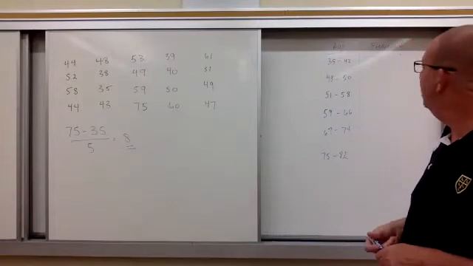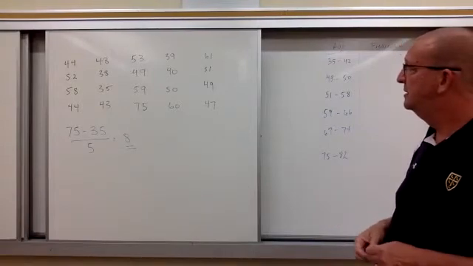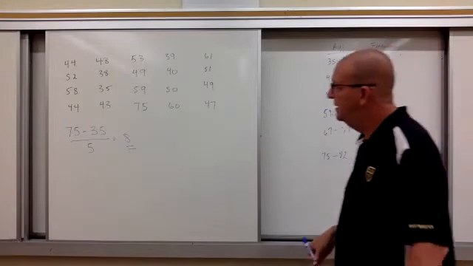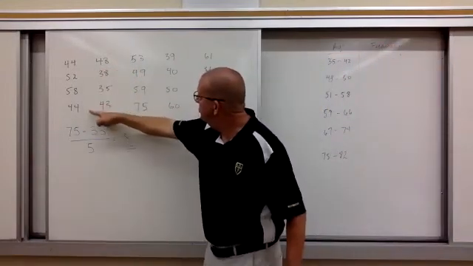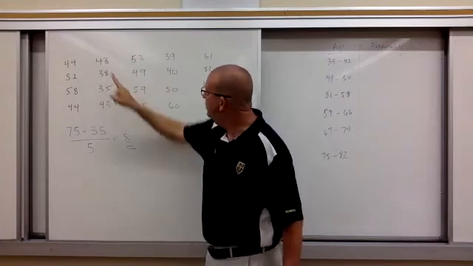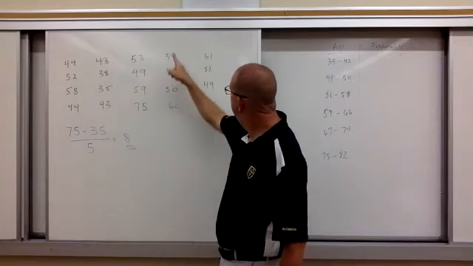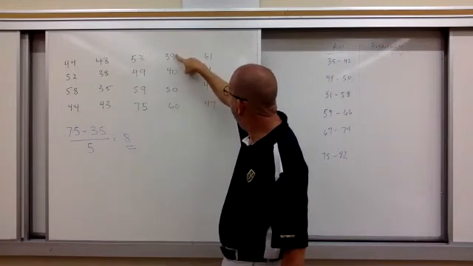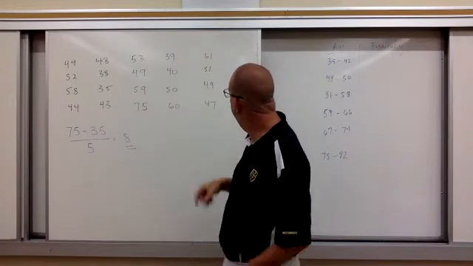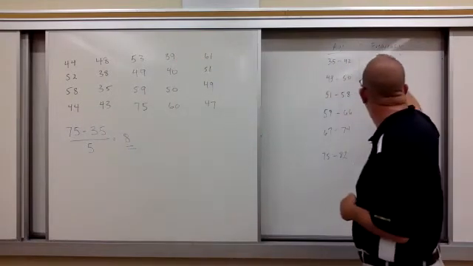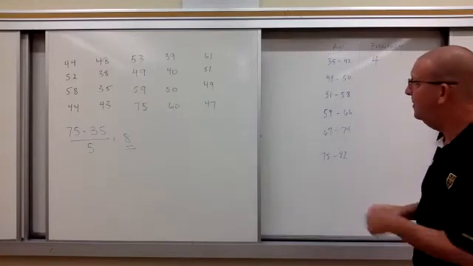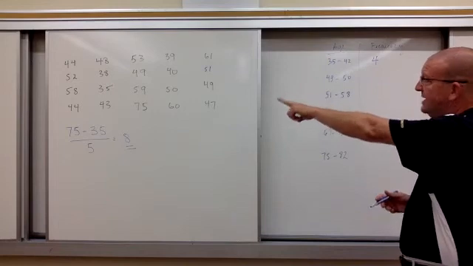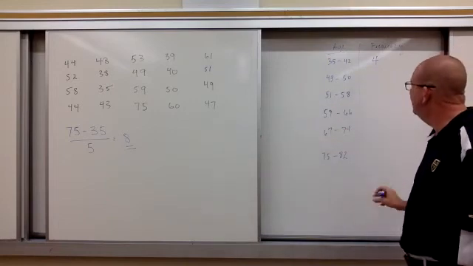Okay, well, let's go. 35 to 42. How many do we have? Okay, so here we go. I have none. 1, 2, 3, 4. I got 4. See if you agree with me. Now remember, I got 20 data points, so I'm hoping this adds up to 20 here.